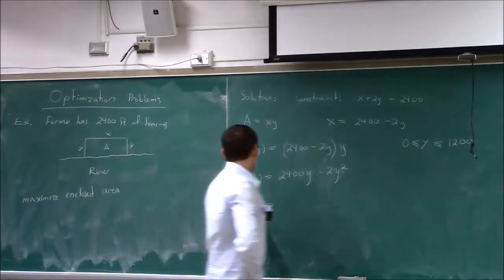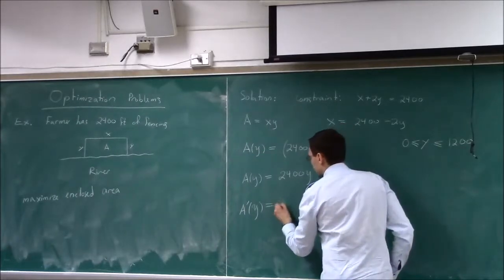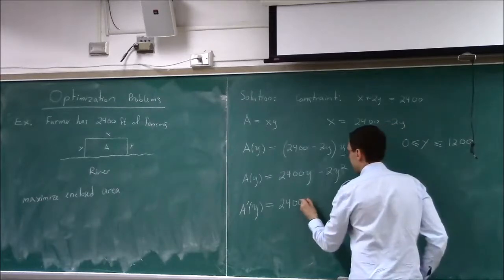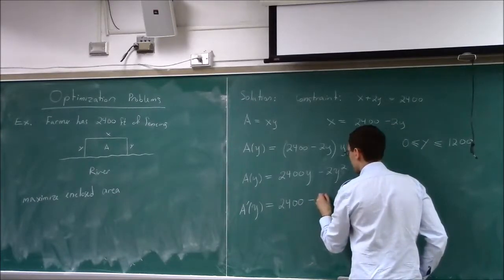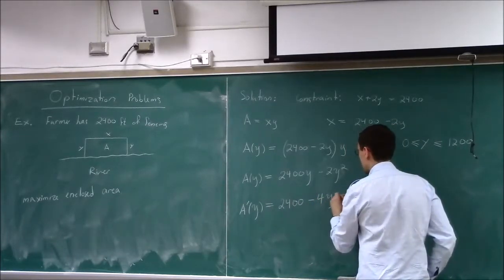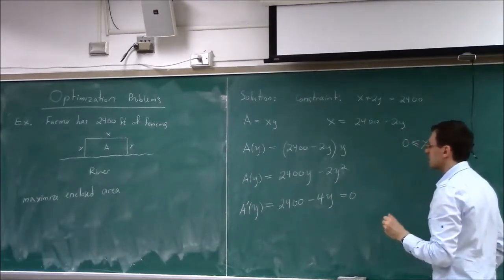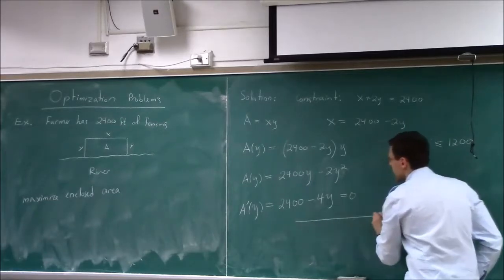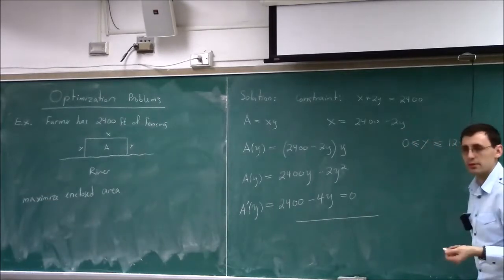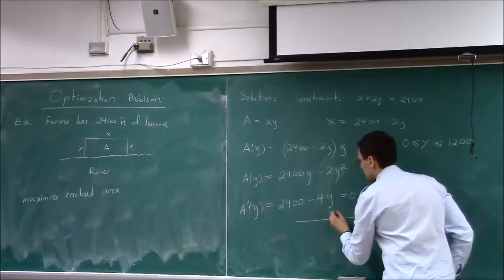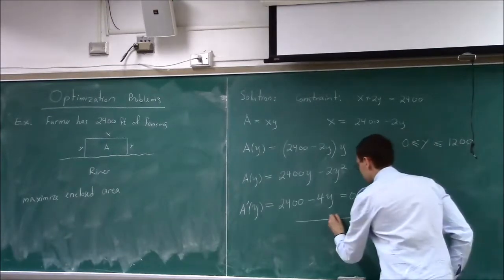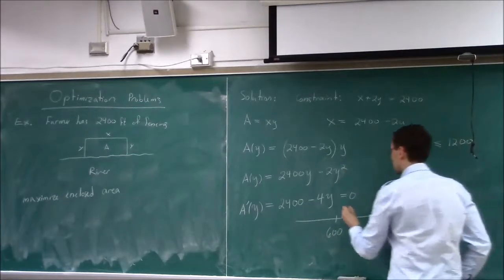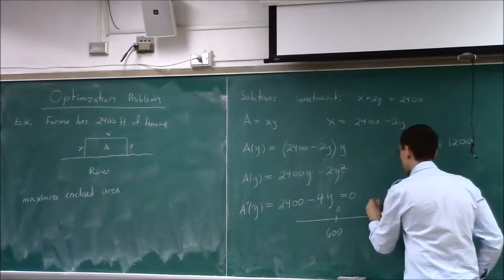Okay? So we find this derivative, and we get 2400 minus 4y, and we set this equal to 0. And so y is equal to 600, right? 600. That corresponds to where A prime is 0.